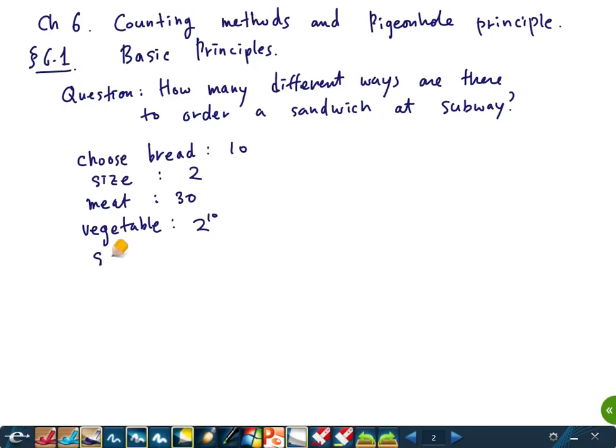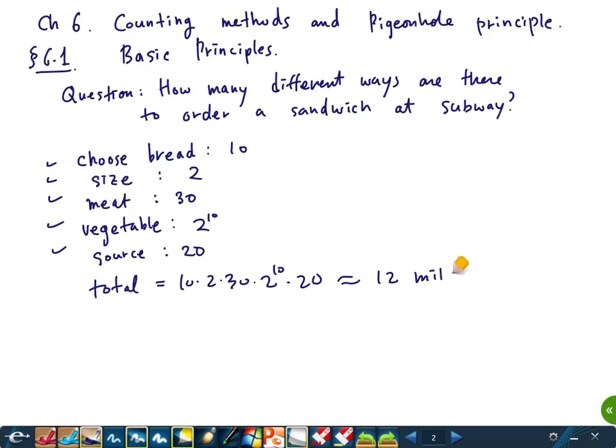And you can choose sauce, dressing, and I think you can choose up to 2, but let's say there are 20 in total. So you have to make a choice at each stage, right? You have to make this choice for your bread and the size and this and this and this. Right? And what is the total? We just multiply all of this, right? If you multiply 10 times 2 times 30, 2 to the 10, 20, this is approximately 12 million ways.